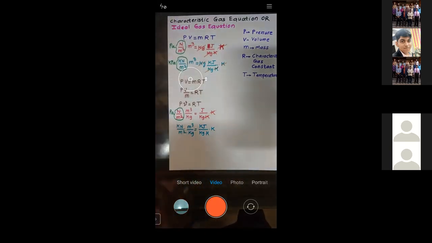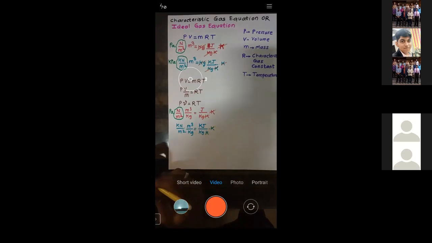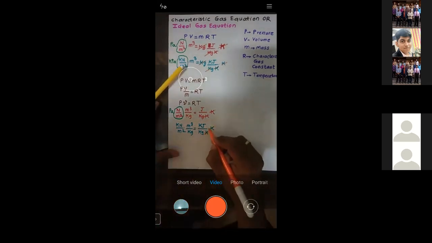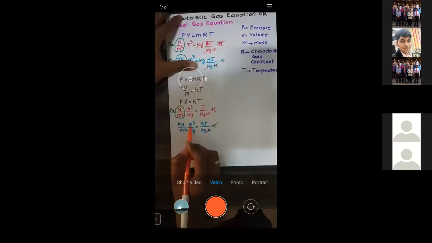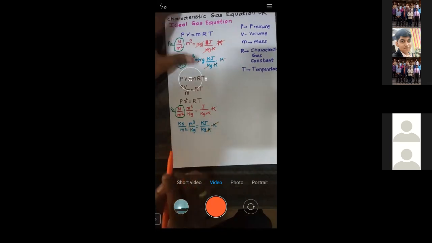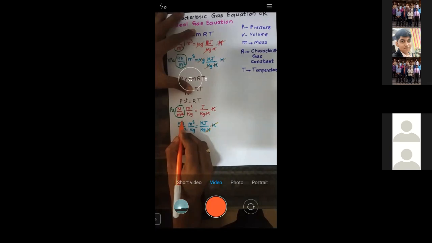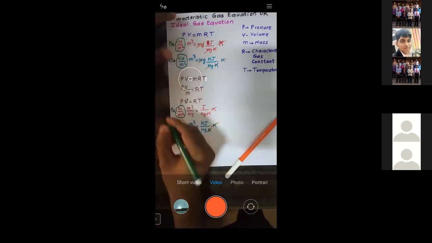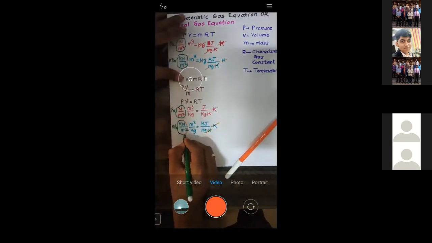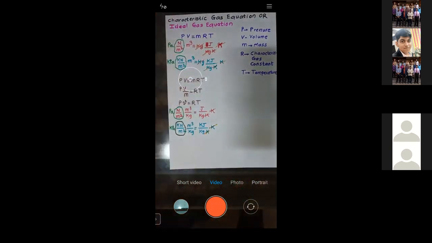This Kelvin and this Kelvin get cancelled. What is remaining? Kilojoule by kg. What is written here? Kilonewton into meter by kg, that is kilojoule per kg, right? So we are getting the same thing. So this particular term is called kilopascal. Is that okay? Yes or no? Have you understood this one? Yes, sir.